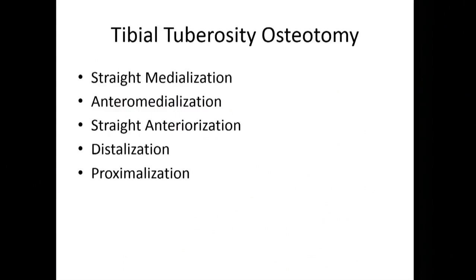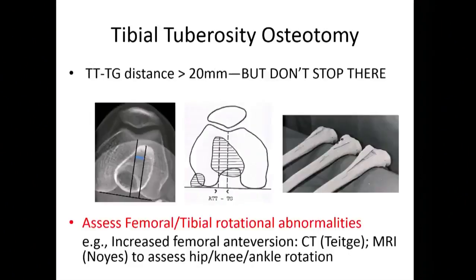So you can do a straight medialization, an anterior medialization, or just an anteriorization, and then you can either move it proximally or distally. So this is the tibial tuberosity osteotomy. You can see there's a variety there.